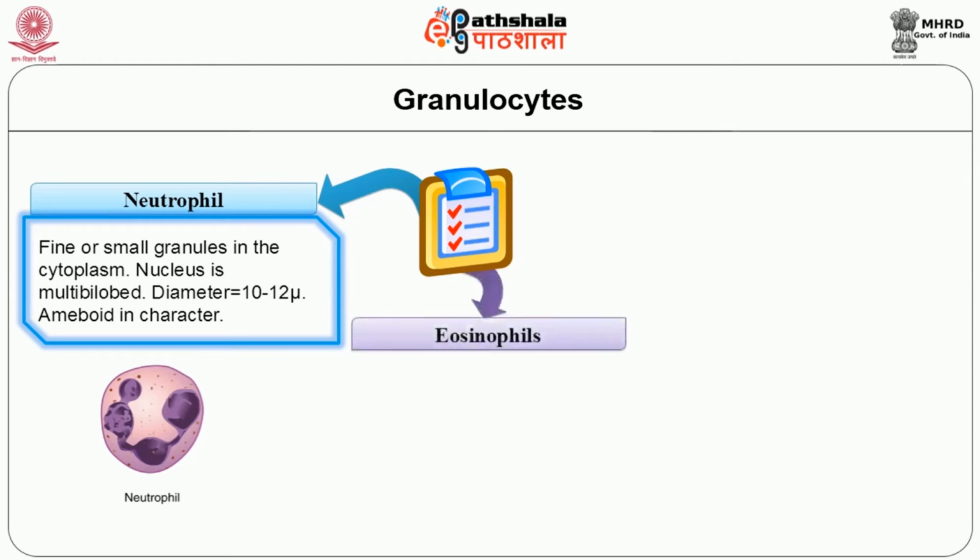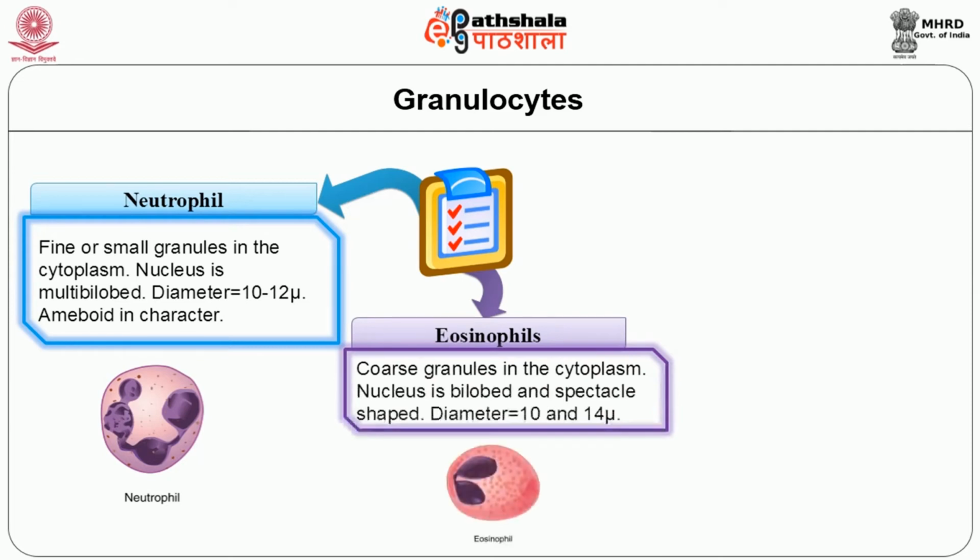The next one is the eosinophils. The eosinophils have coarse and larger granules in the cytoplasm which stain orange with eosin. The nucleus is bilobed and spectacle shaped. The diameter of the cell varies between 10 and 14 microns.